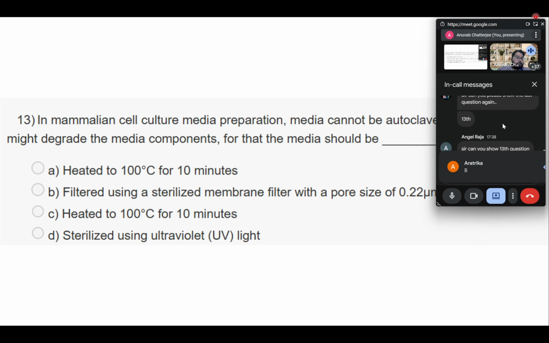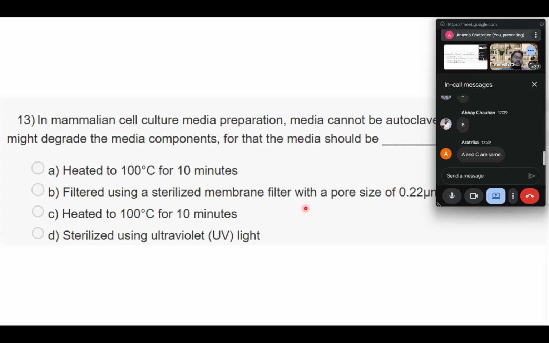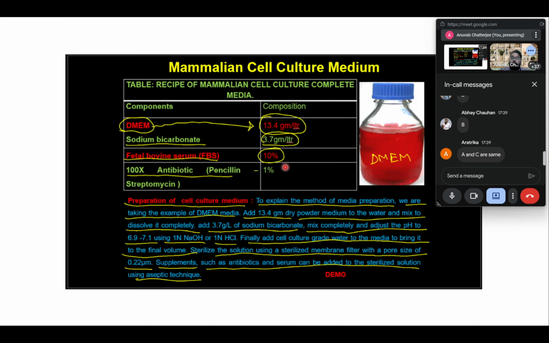Okay, everyone is answering B. A and C are the same, yes, good point. That drops it from 25% to 33% chance that we will answer correctly, but everyone has answered it correctly. It is B, filtered using a sterilized membrane filter with a pore size of 0.22 microns.